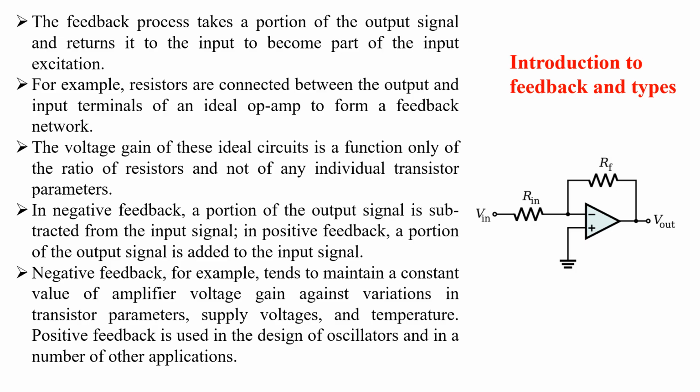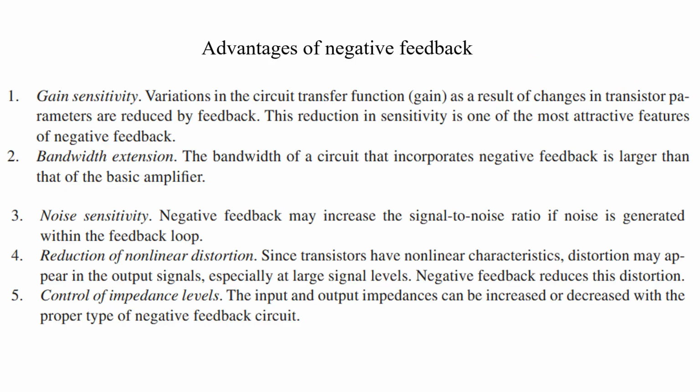There are two different types of feedback: negative and positive. In negative feedback, a portion of the output signal is subtracted from the input signal, which means it will reduce the amount of the input signal. In positive feedback, it is added and it will increase the amount of the input voltage. Negative feedback, for example, tends to maintain a constant value of the amplifier voltage gain against variations in the transistor parameters, supply voltage, and temperature. Positive feedback can be used in the design of oscillators and in a number of other applications.